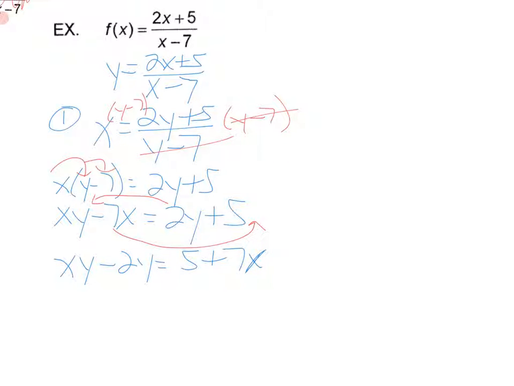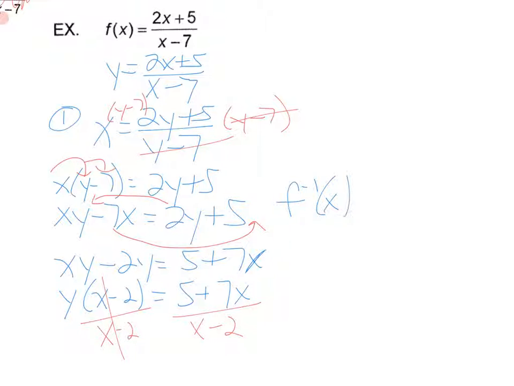Now on the left side, both of those terms have a y. So we can factor out a y. Put the y out front of the parentheses and you're left with x minus 2. And now you can get the y by itself. Divide both sides by x minus 2. And so the y will be by itself. Our inverse is 5 plus 7x over x minus 2.